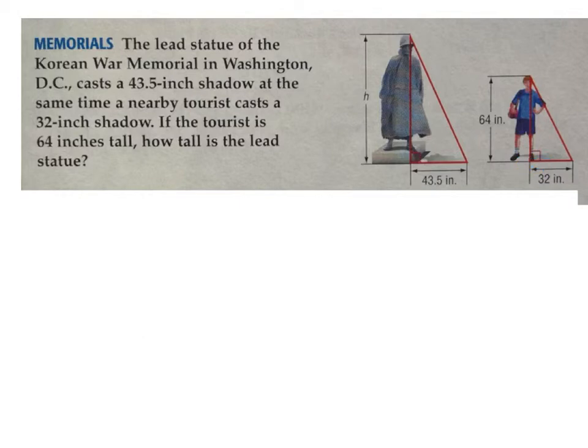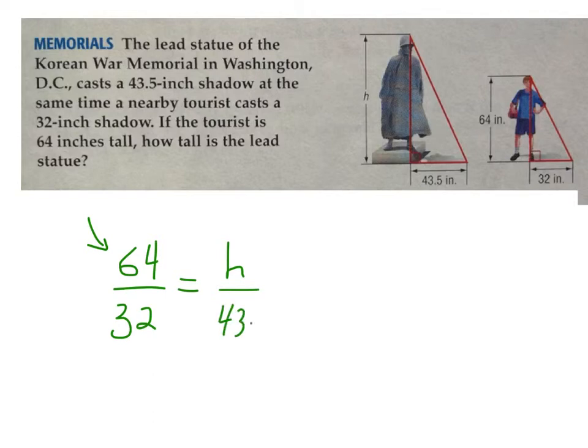So to set this up, I'm going to set up my proportion. So we have 64 inches tall for the boy, and his shadow is 32, and we want that to be equal, proportionate, to the height of the statue. And I put that at the top because the 64 here was the height of the boy, and then the shadow cast is 43.5.